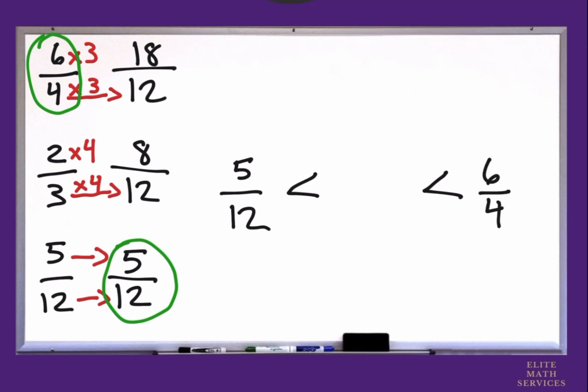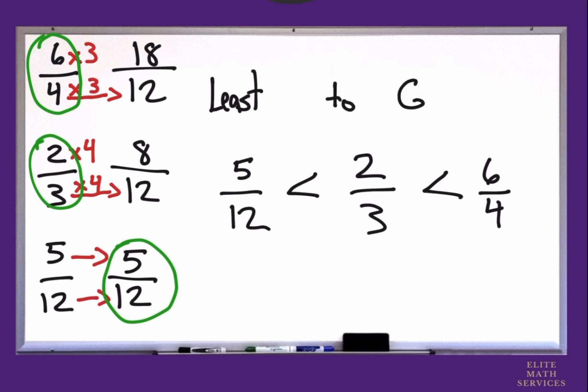However, we must put the fraction in its original form, which is 6 over 4. Then that leaves us with our last fraction, 8 over 12. But remember, we must put it in its original form, which is 2 over 3. Now, here we have everything in order from least, which is on the left side, to greatest, which is on the right side.